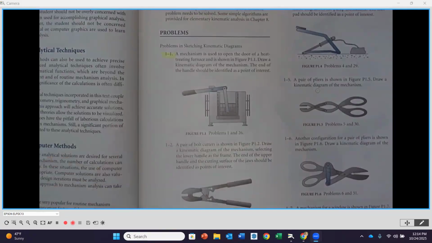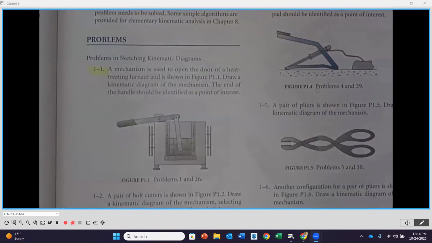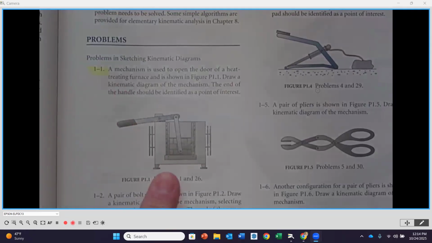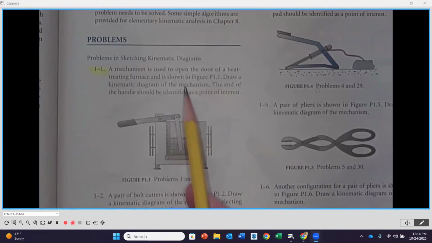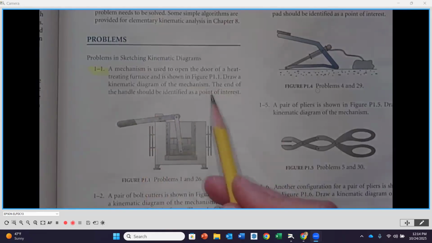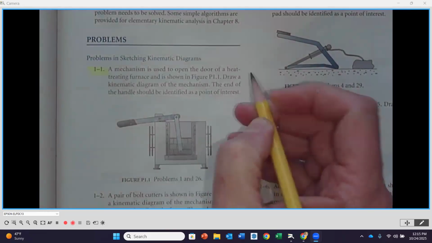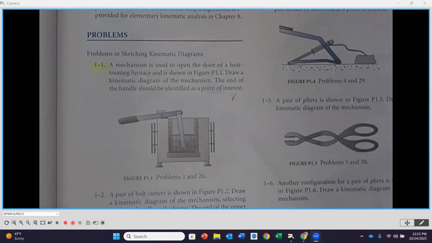So first of all, as we look at problem 1-1, in this particular problem, they want you to create the kinematic diagram for the mechanism that we see down here. This is the mechanism to open and close the door for a heat treating furnace, as shown. And they want us to draw the kinematic diagram. It says that the end of the handle should be a point of interest. So remember, a point of interest is going to be one of those X, Y's, or Z's. In this case, because they're only identifying one point of interest, that is going to be point X that we're going to be identifying.